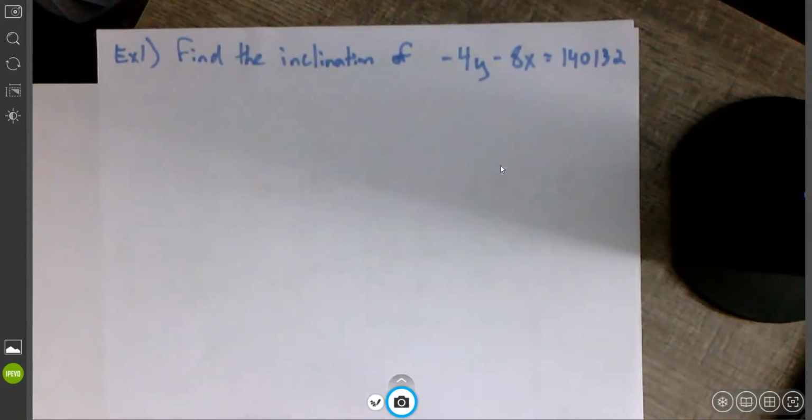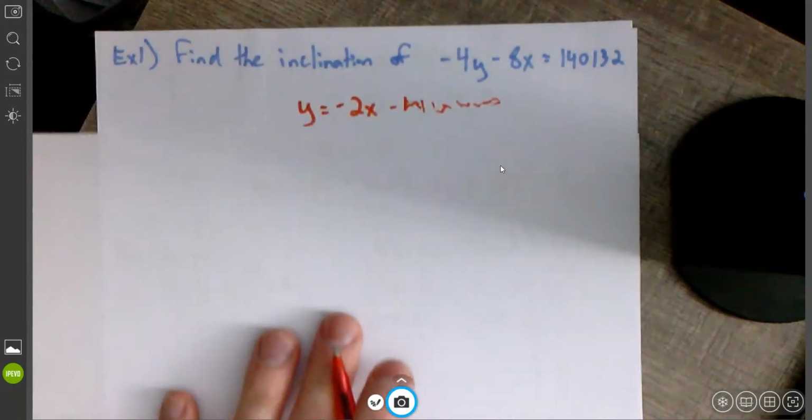Here's a line. It's in standard form. We learned about standard form in our little prerequisite skill. I want you to find its inclination. To find the inclination, we need to find its slope. To find its slope, we probably need to be in slope-intercept form, y equals mx plus b form. And if you're paying attention at home, this is our bell work. If you've done the bell work, I asked you to find the slope of this, so it shouldn't be any big surprise.